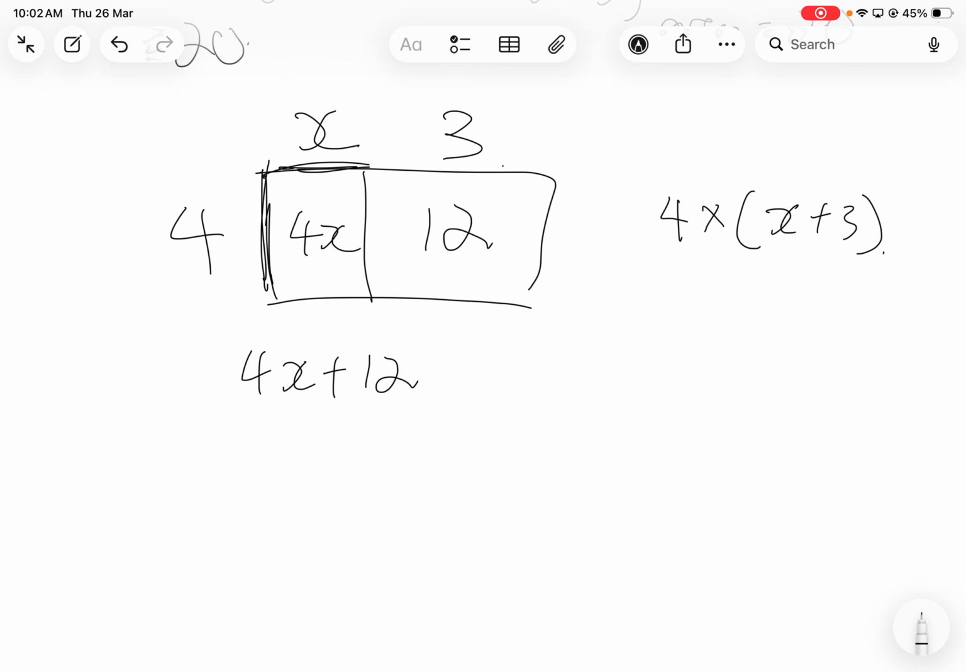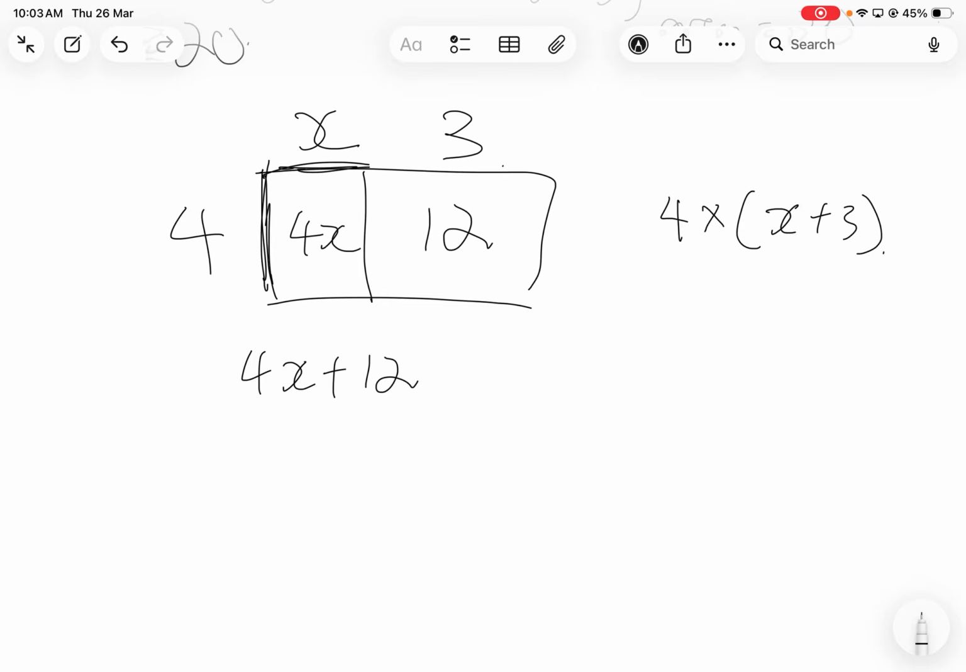Individually, how did I get 4x? Actually, I take this 4 multiplied by this x, to get this 4x. How did I get this 12? I take this 4 multiply this 3.